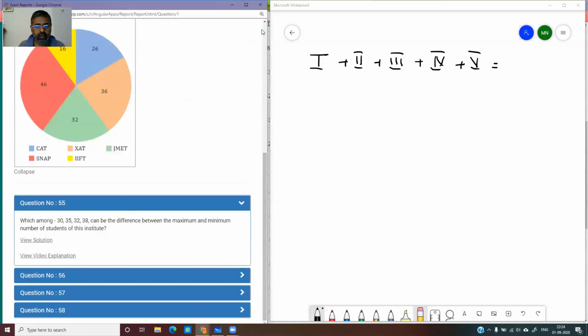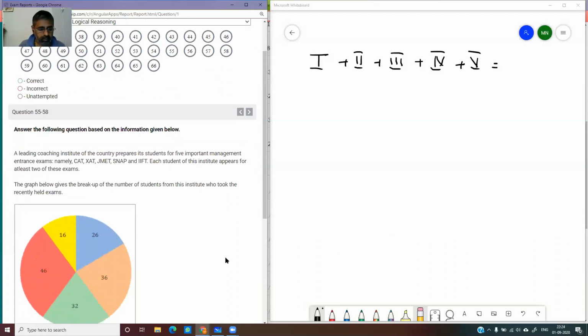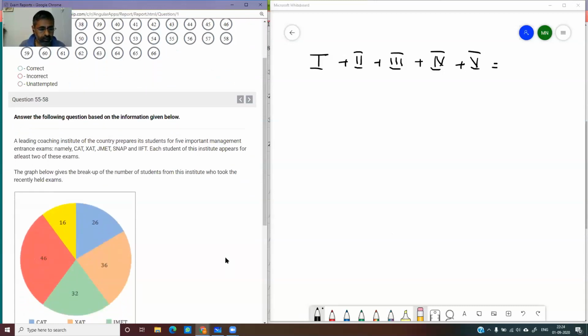I think you'll have to look at all those values here. Let's look at these conditions first. Each of these institutes. So here, the total is how much? 42 plus 32 is 74, 74 plus 36 is 110, and so on. This is 156. Okay, the total is 156.